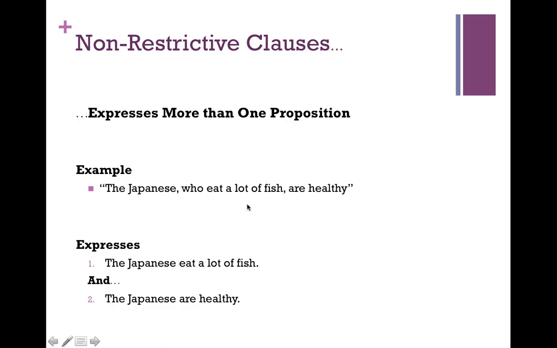We could say this sentence right here, or we could word it differently and say, the Japanese eat a lot of fish and the Japanese are healthy. The way I just worded it is perfectly equivalent to what is being said here. You could say the Japanese who eat a lot of fish are healthy, or you could say the Japanese eat a lot of fish and the Japanese are healthy. You notice in the second way, grammatically it's said differently, but it's still expressing the same two propositions.